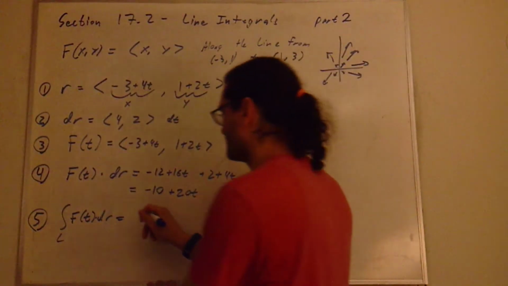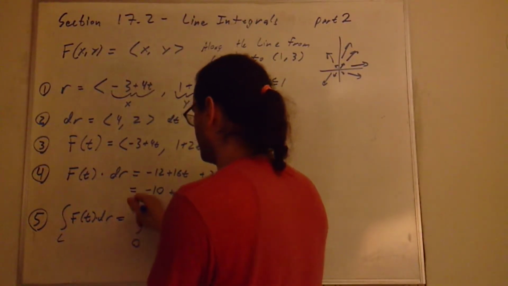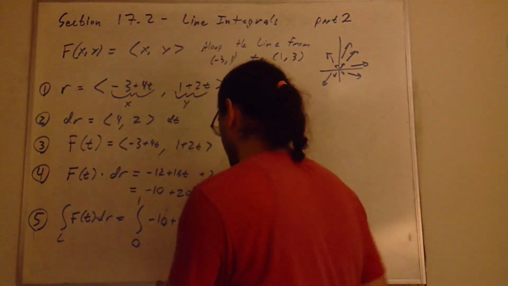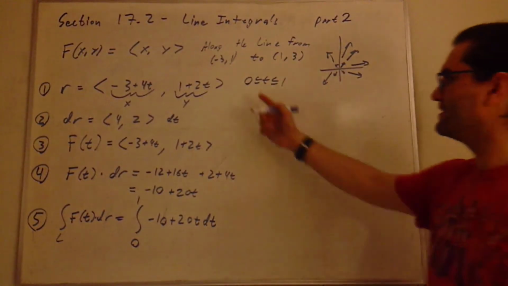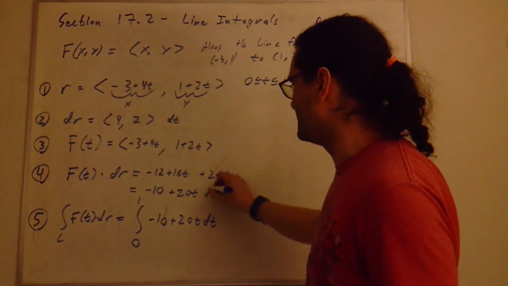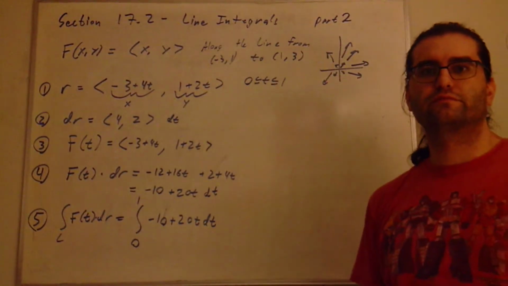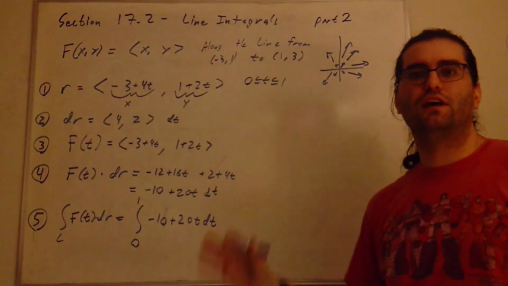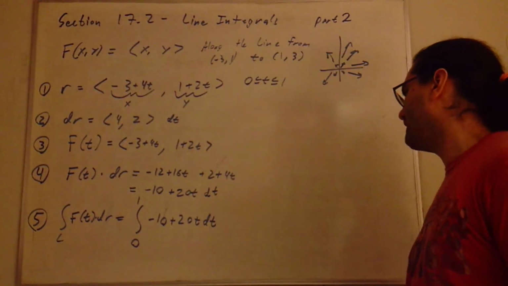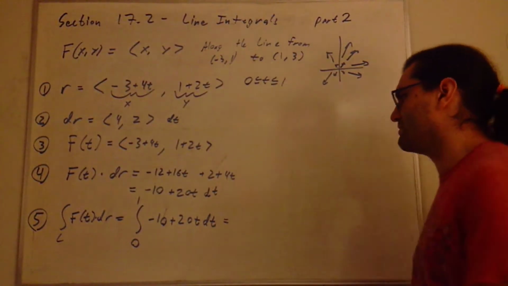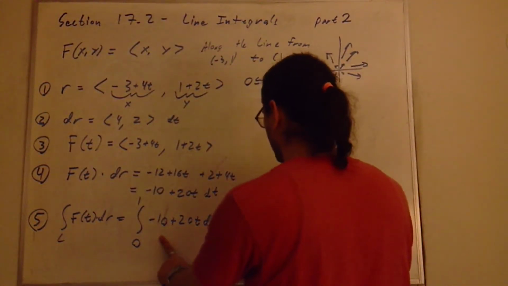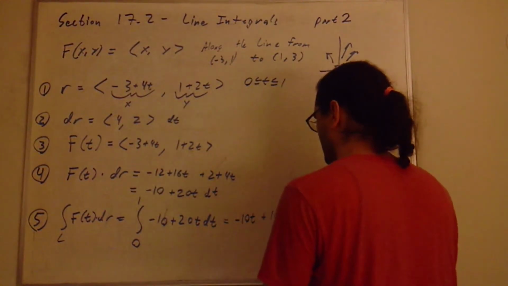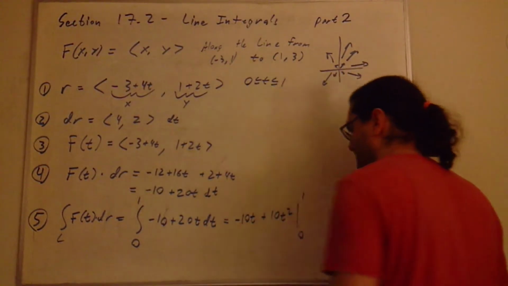This is the same as the integral, t is going to go from 0 to 1, of negative 10 plus 20t dt. I forgot the dt's again. There should be a dt here. In the next video, I'm going to forget the dt's and then just not even put them in until I write the integral. That's fine. So now we can integrate. This will be negative 10t plus 10t squared from 0 to 1.